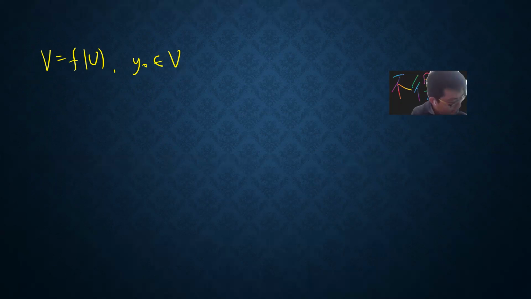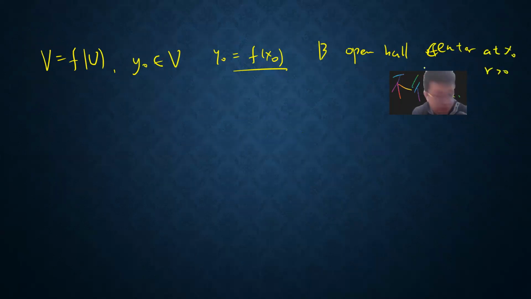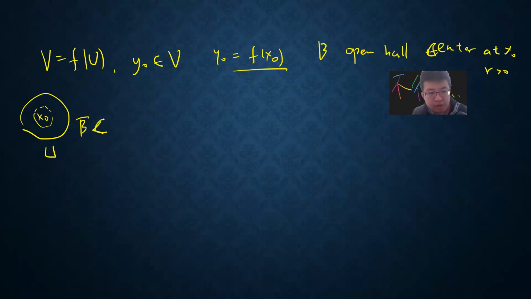This means open. So I know that Y0 is f of x0 by construction, and I want to find a ball. Let's say I take an open ball B centered at x0 with radius r greater than 0. Because x0 is in U, and U is open, I can find a small ball such that the closure B bar is a subset of U.